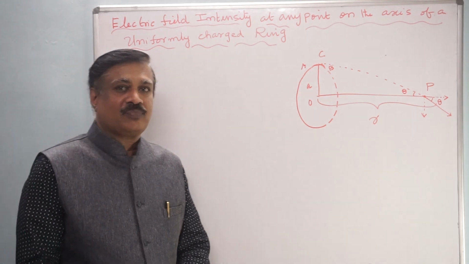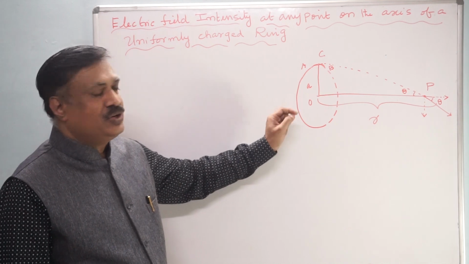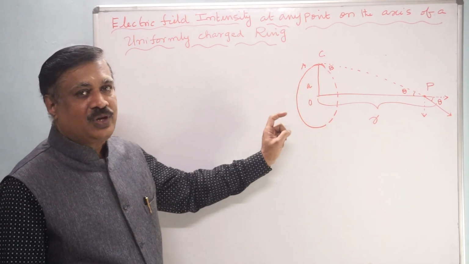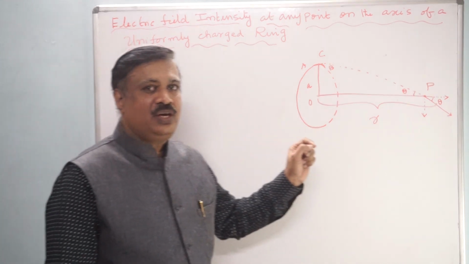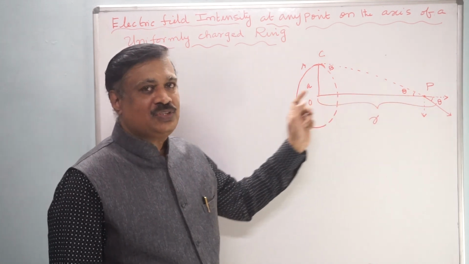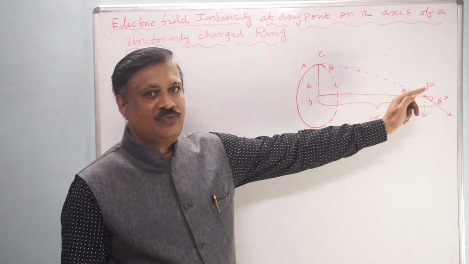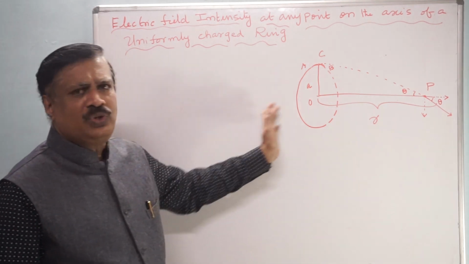Good morning. Today we are going to see electric field intensity due to a circular ring. This ring is charged and we are going to see the electric field at the point P. That means the point is on the axial line of the ring. Now, how to do this?